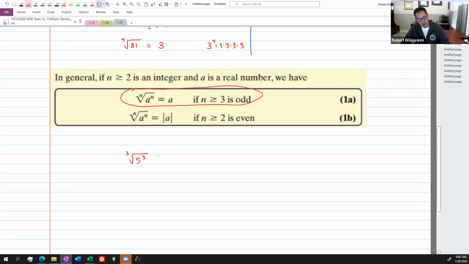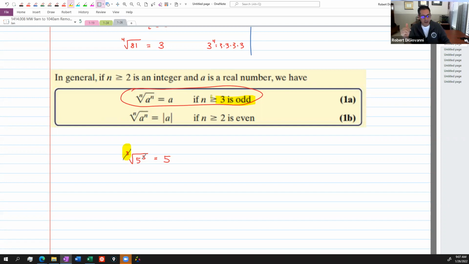This property says, okay, well, that's just 5 then. It's like the root and the power kill each other off, and you just get the number 5. That will be the case if the root out here is an odd number. It has to be odd. So this would be the same for like the 5th root or the 7th root or the 9th root. It would always just kill each other off and give you the number.